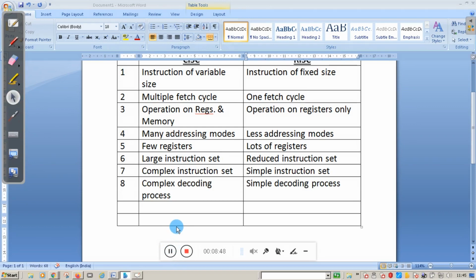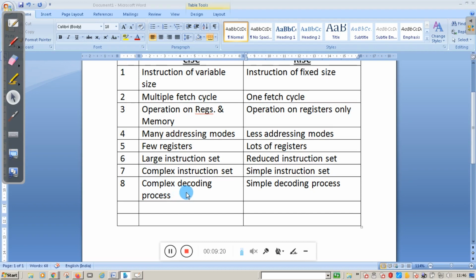Student, now we'll move to the seventh point, complex instruction set. As I said, CISC has variable instruction size, like instructions of different sizes: 1 byte, 2 byte, 3 byte, 4 byte, 5 byte, 6 byte. Based on that, and there are different forms of instructions for simple operations. Based on that, the instruction set will be large and complex. Now, as the instruction set becomes large and complex, the decoding process also becomes complex in CISC.